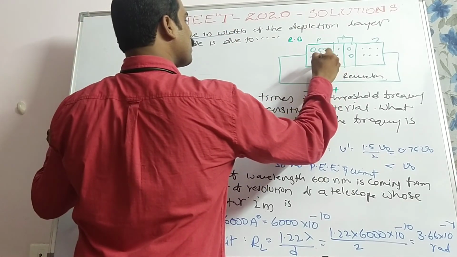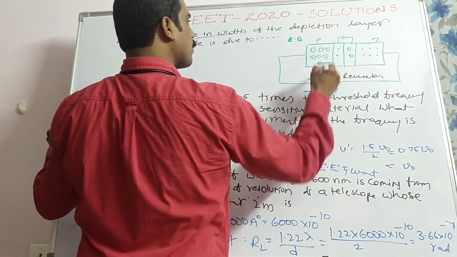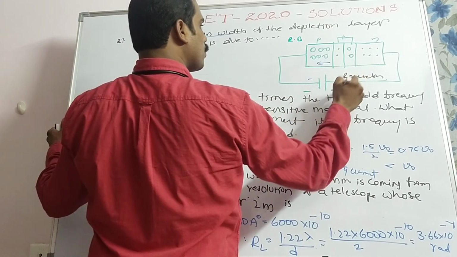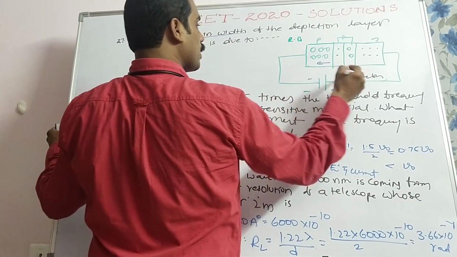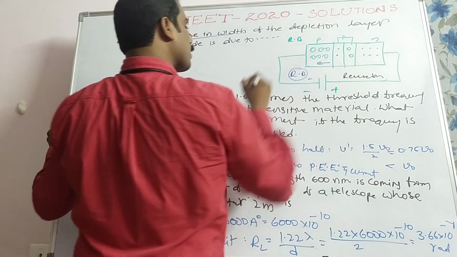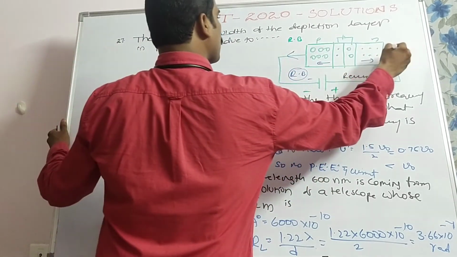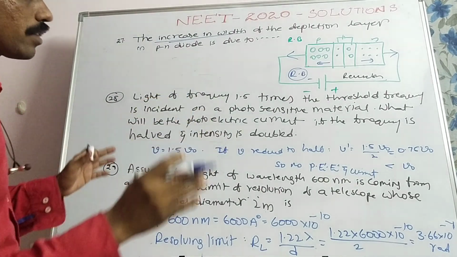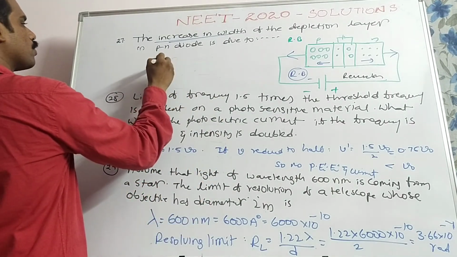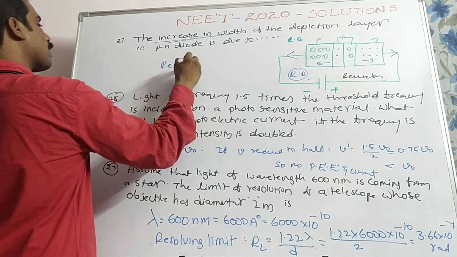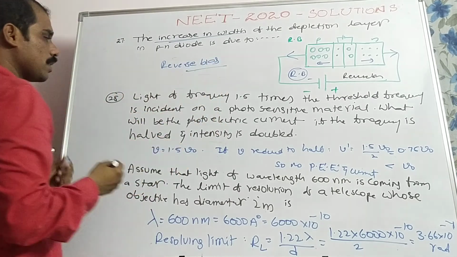Increase in width of the depletion layer is possible when the negative terminal of the battery is connected to P type and the positive terminal is connected to N type. Then the diode is said to be in reverse bias condition. Resistance offered increases. So the answer will be reverse bias condition.